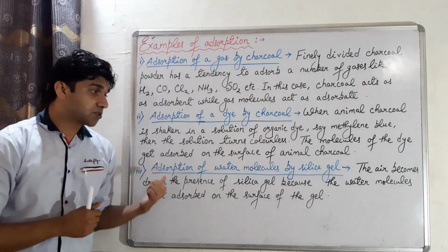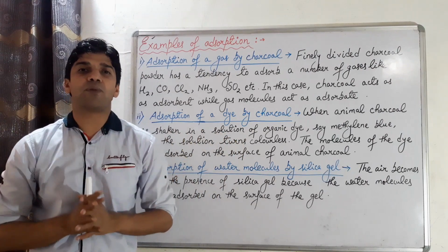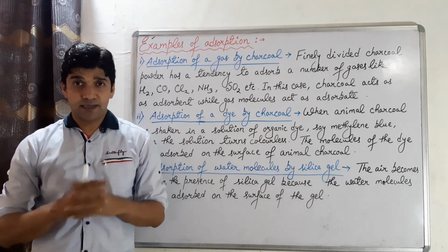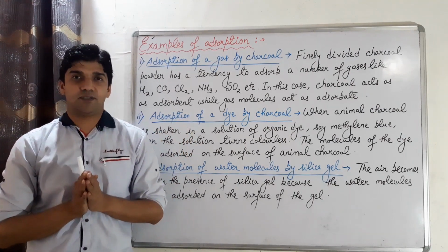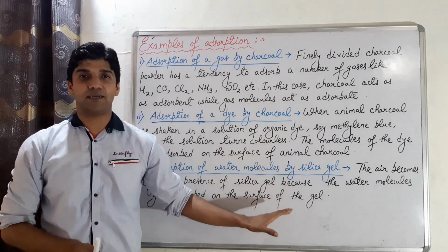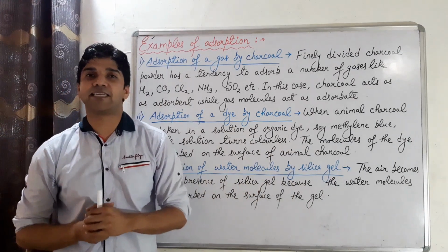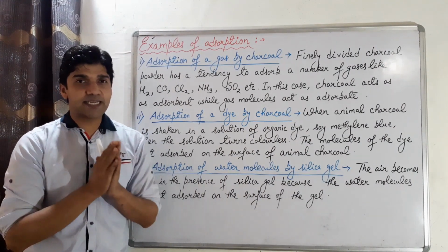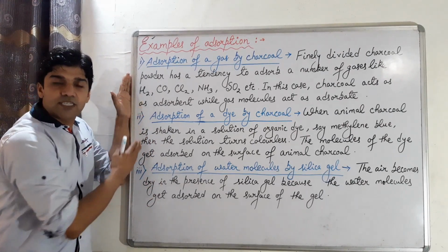Third, we can say that adsorption of water molecules by silica gel. Silica gel क्या होता है? It is the amorphous and porous form of silicon dioxide, and silicon dioxide has the tendency to adsorb the water molecules. So we can say that the air becomes dry in the presence of silica gel because the water molecules get adsorbed on the surface of the silica gel. तो इस केस में वाटर मॉलिक्यूल्स क्या है? वो एड्सॉर्बेट है, और सिलिका जेल क्या है? वो एड्सॉर्बेंट है. सो दैट्स अबाउट द सम ऑफ द एग्जांपल्स ऑफ एड्सॉर्प्शन.